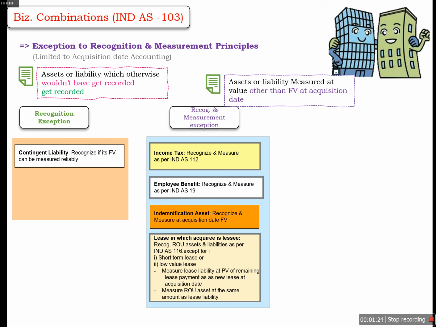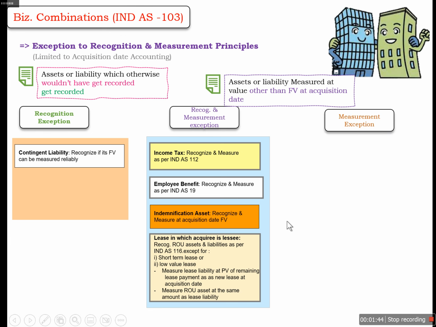And lease transactions, where we recognize the right of use assets and liabilities as per Ind AS 116, except for short-term leases and low-value leases. We measure the lease liability at the present value of the remaining lease payments as if it were a new lease. It is a new lease at the acquisition date, and we measure the right of use asset at the same amount as the lease liability. So these are the recognition and measurement exceptions.